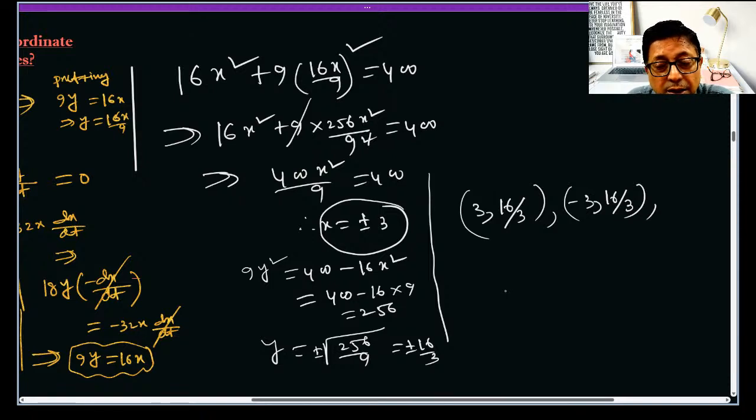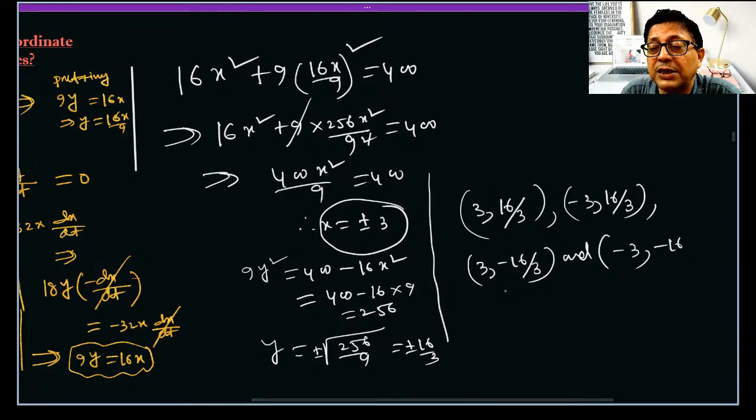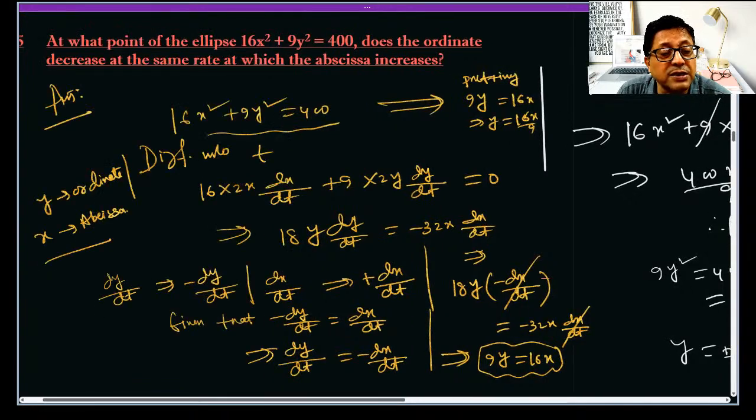then 3, minus 16 by 3 and minus 3, minus 16 by 3. All the combinations possible. Clear? Hope you have understood. When you are writing board questions, this is the way to write the answer. Later on when I explain MCQs, you will understand it is not required; just find the answer as fast as possible.